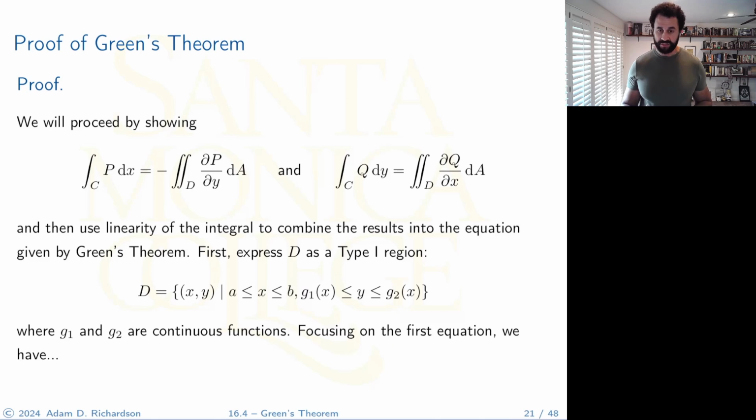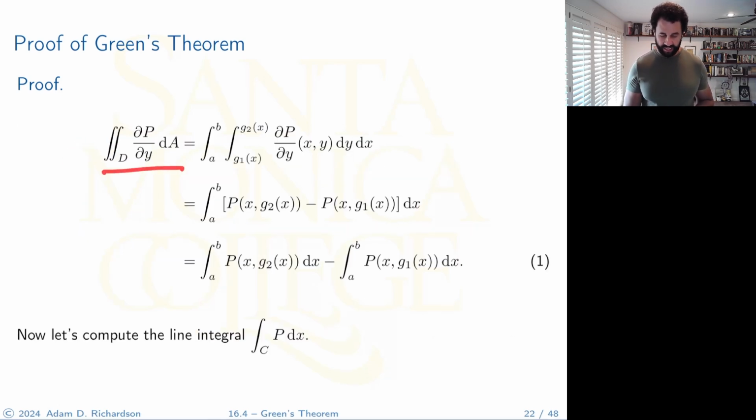So here we go. First, we're going to express our region D as a type 1 region. You don't need to remember the type numbers, but a type 1 region means that your y variable is passing between two curves and your x variable is passing between two numbers. And we're assuming that these two curves are continuous, or their parameterizations are continuous functions. So focusing on this equation, here's that double integral over that region D. We can iterate this using Fubini's theorem.